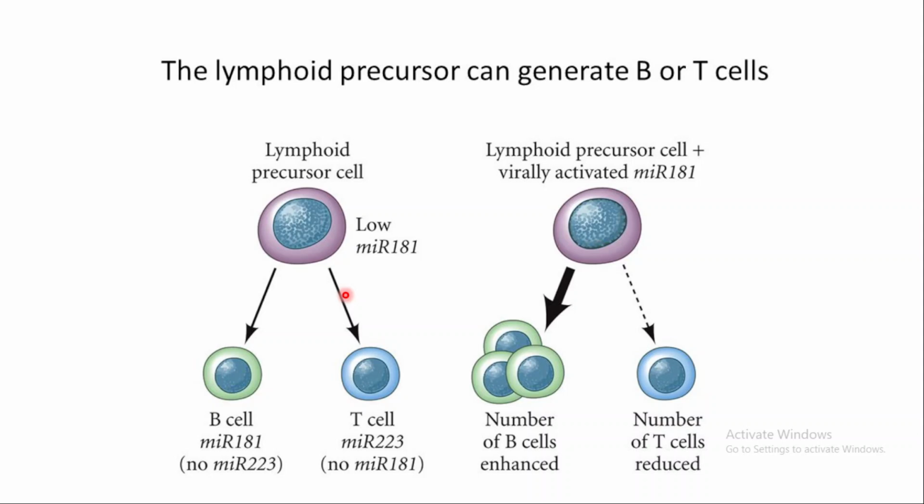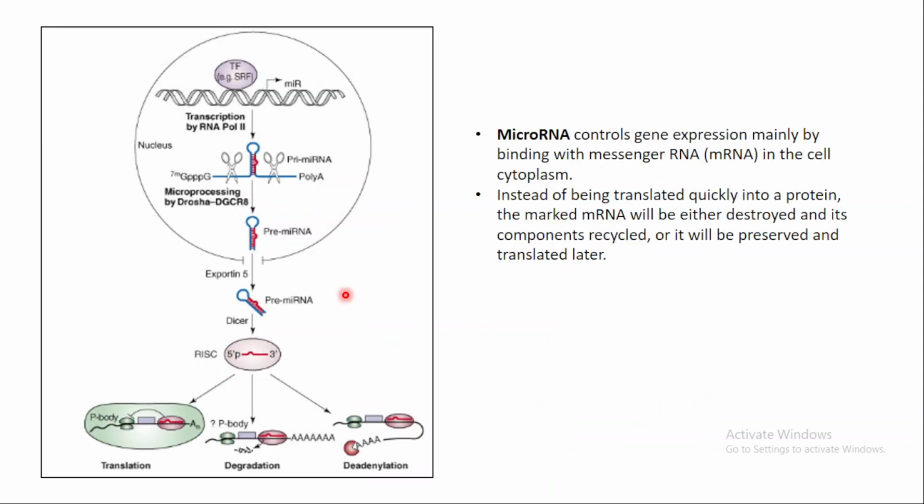I hope this is clear to the students. We learned a bit about microRNA and the lymphoid precursor cell. Is it clear to the students? You can quickly let me know. A yes or no in the comment section would help. Is it clear to the students and did you understand it?